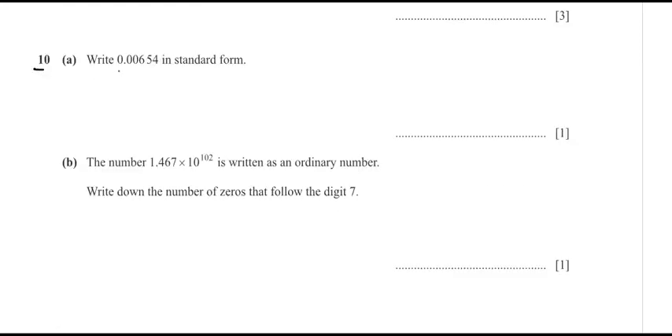Now number 10 is write this one in the standard form. For writing the standard form, the decimal should be after the first non-zero digit. So it means I have to shift the decimal point from here to here. So it will become 6.54 into 10 to the power. How many digits did we shift? 1, 2, 3. As we shifted from left to right, it is minus 3. So that is the standard form.